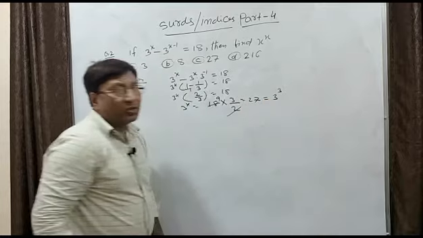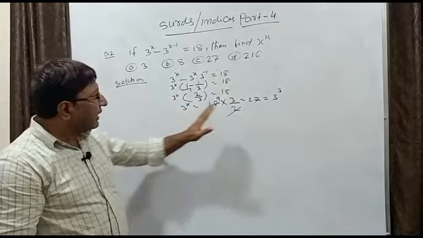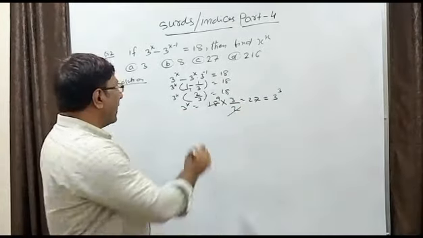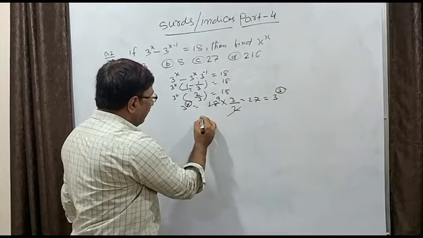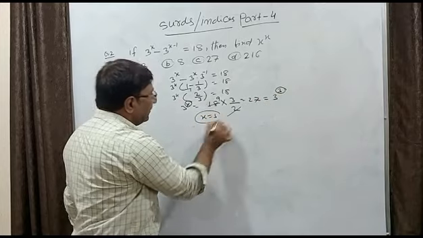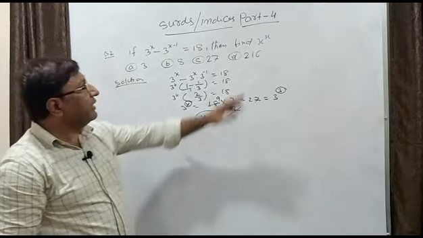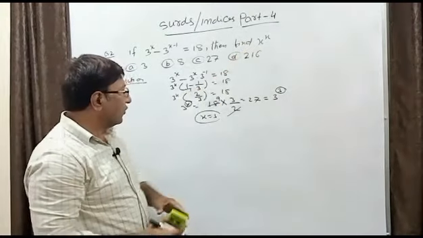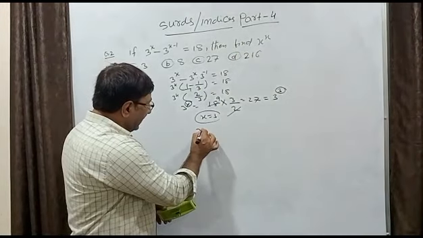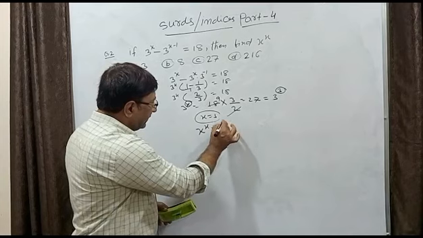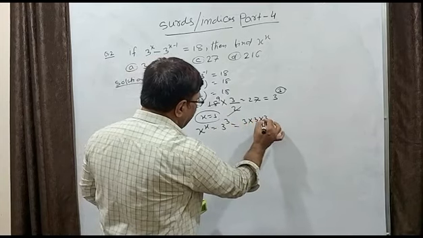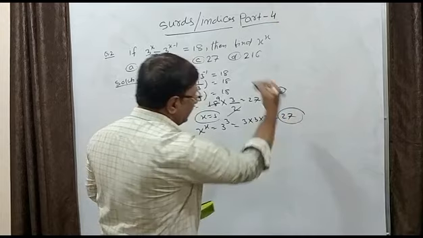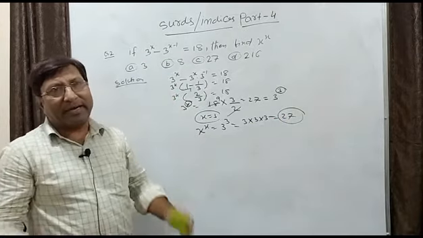And you know 27 is 3 to the power 3. So here the base is 3 and here the base is 3, so the powers will be the same. So here x and here 3, so the value of x is 3. Now we need to find x to the power x, so that is 3 to the power 3. You know well, 3 to the power 3 means 3 into 3 into 3, that is 27, our correct answer.